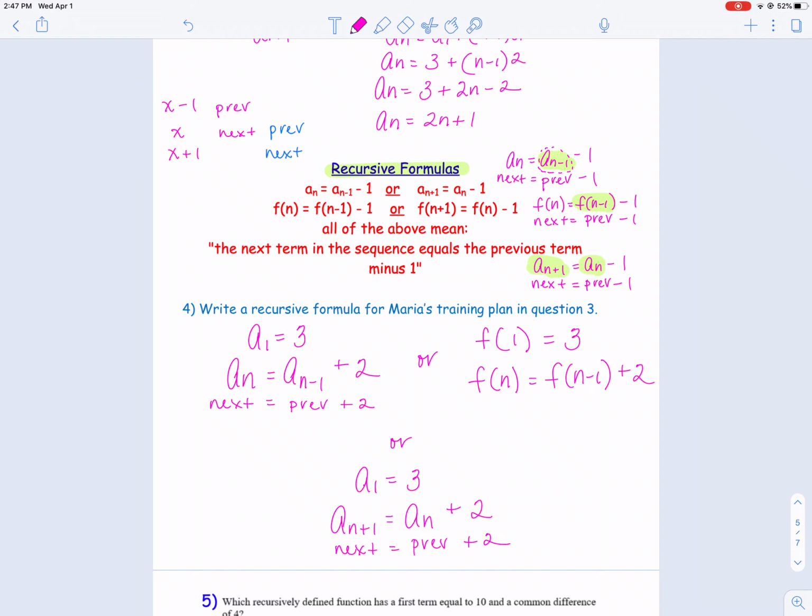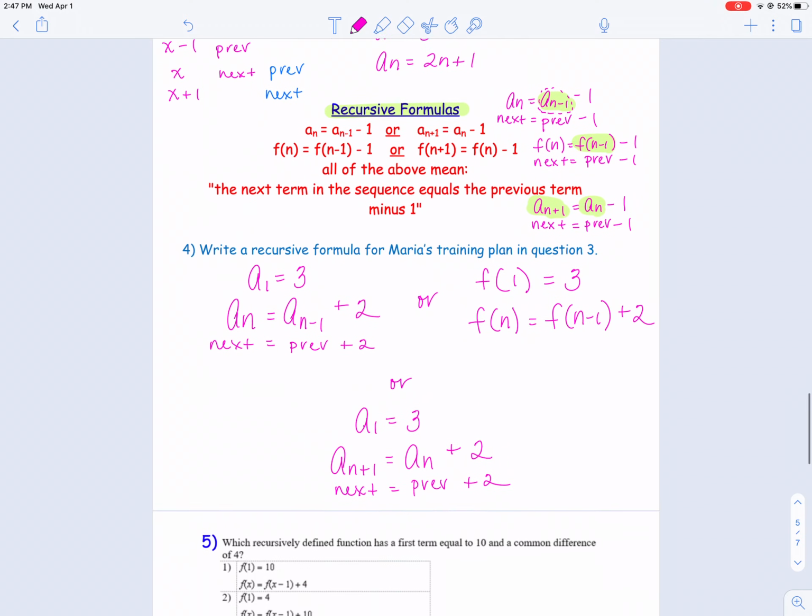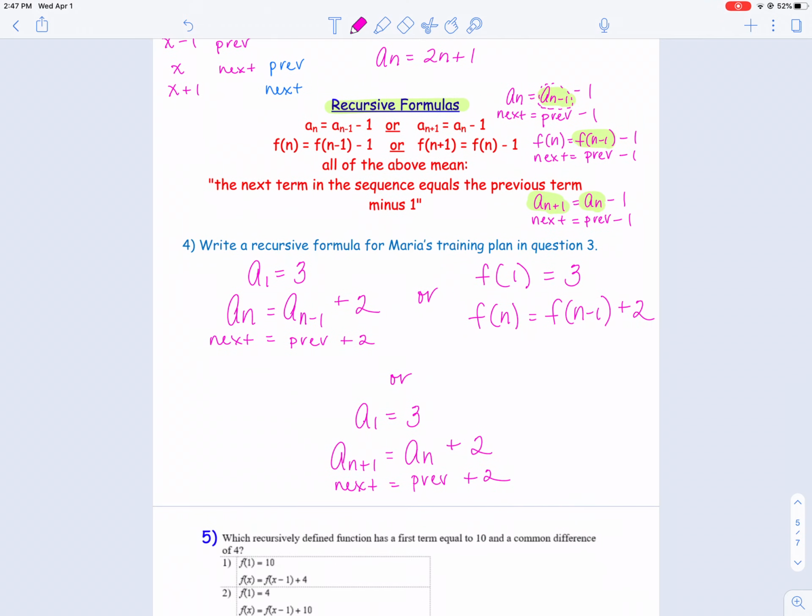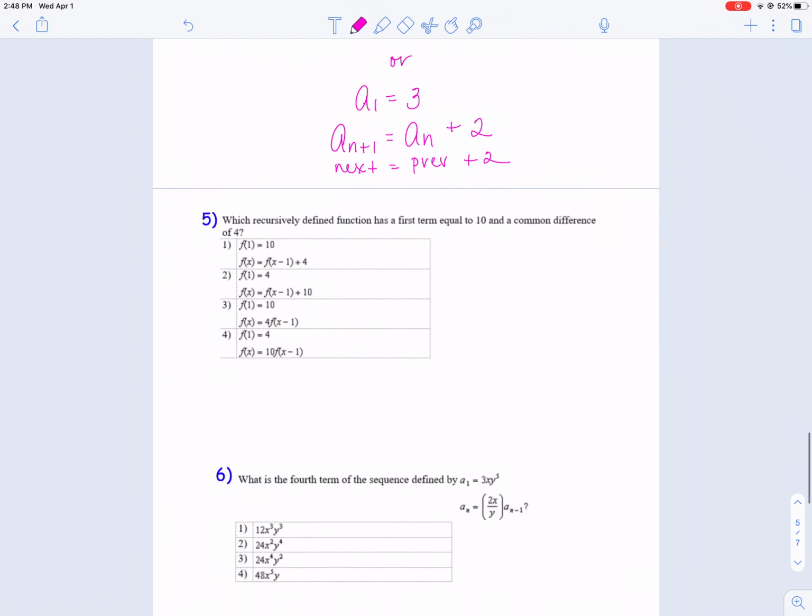So here's what you must understand. Let's say I want the 5th term in a recursive sequence. I can't get the 5th term until I have the 4th term. I can't get the 4th term until I have the 3rd term. I can't get the 3rd term until I have the 2nd term. That's why they're always going to state your first term so that you could then progressively get to the next term. So let's try one.